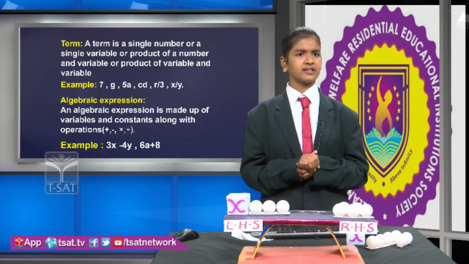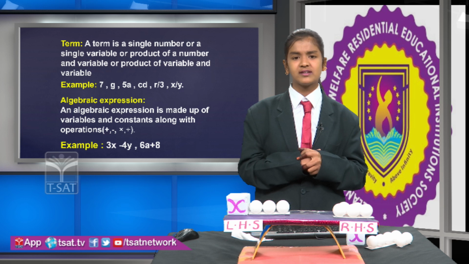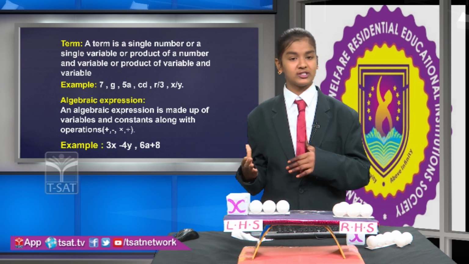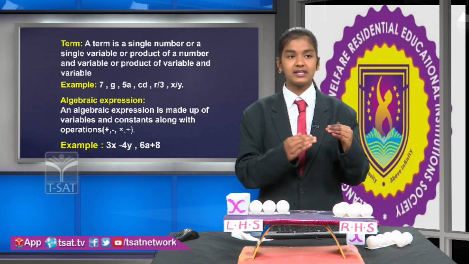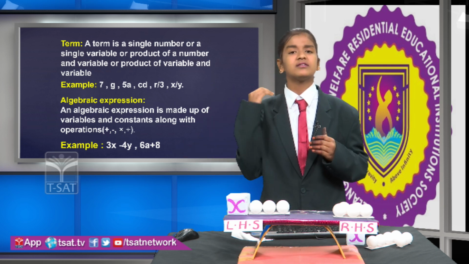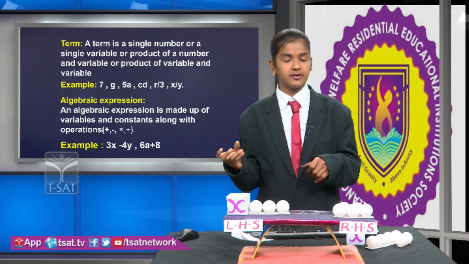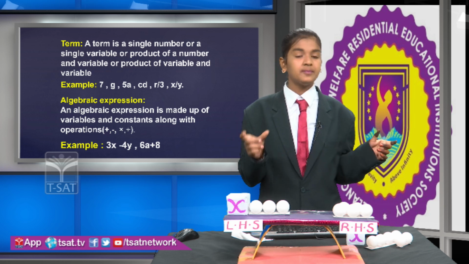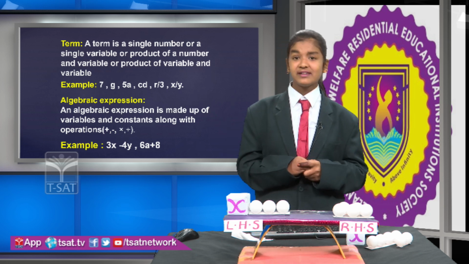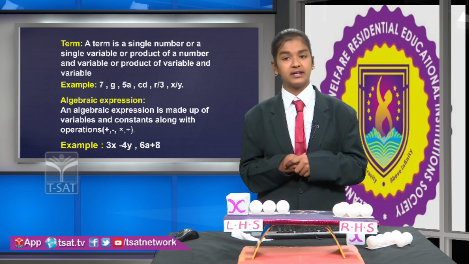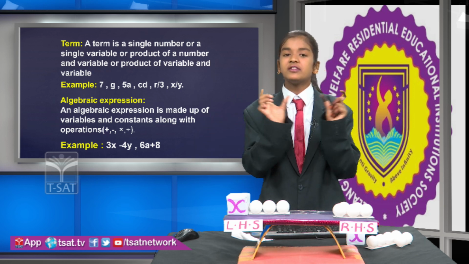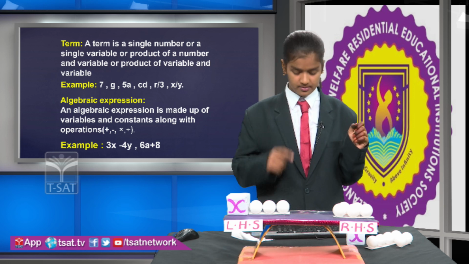So friends, algebraic expressions. You remember algebraic expressions? An algebraic expression is made up of variables and constants along with operations like addition, subtraction, multiplication and division. So friends, let's see some examples. 3x minus 5, 4y. 3x is a term, 4y is a term. These two terms are separated by the minus symbol. And the next example is 6a plus 8. Here 6a is a variable term, 8 is a constant term. These two terms are separated by the plus symbol.